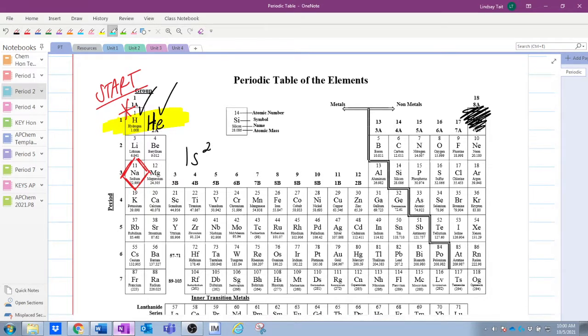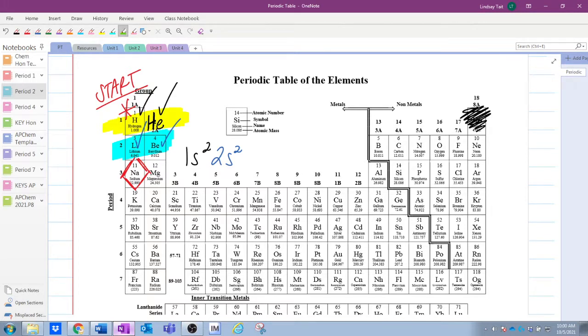Nothing else is on the first row, so I move to the second row. There's my next sublevel in my second row. That is which sublevel? 2s, second row s block. And how many electrons fill it? 2.